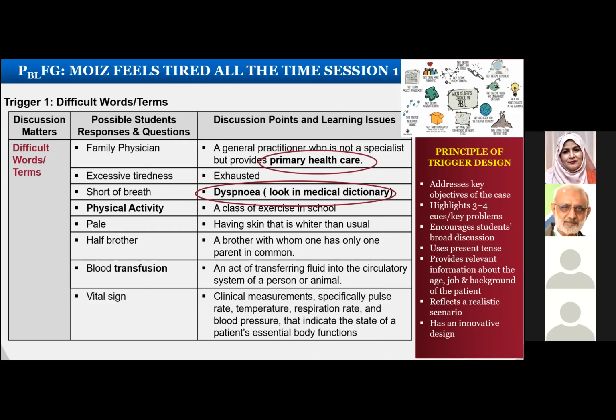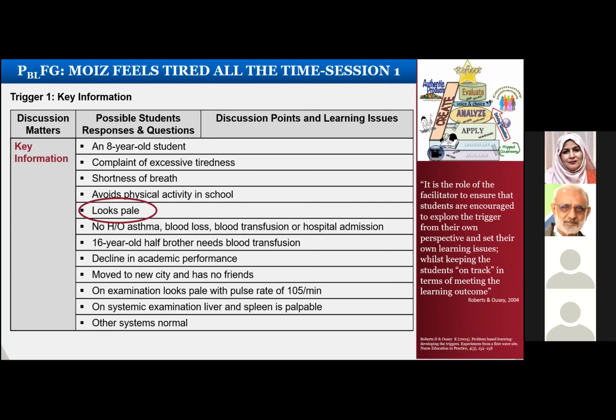What does the word physical activity mean? Pale, half brother, blood transfusion, vital signs, all of them. You are going to give all those responses. These are all responses for the facilitators. The students will look through each and every one of them by themselves.